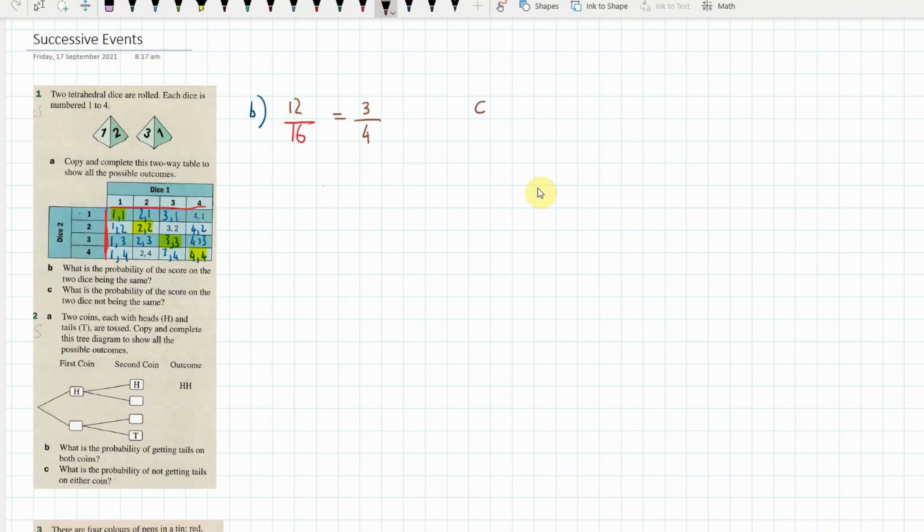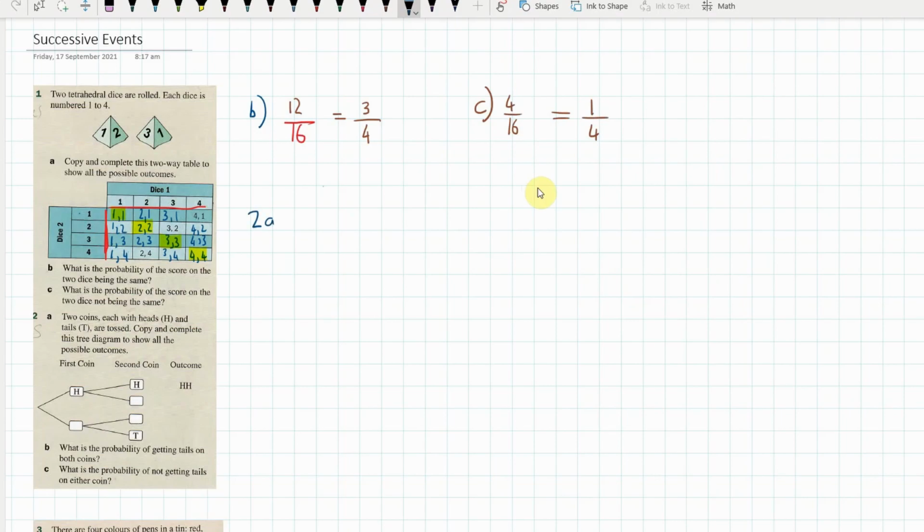In part C, what is the probability of the score on the dice being the same? Well, obviously that's those 4 out of 16, and we can say that that is equal to 1/4. So that's nice and easy. Let's move on to number 2.